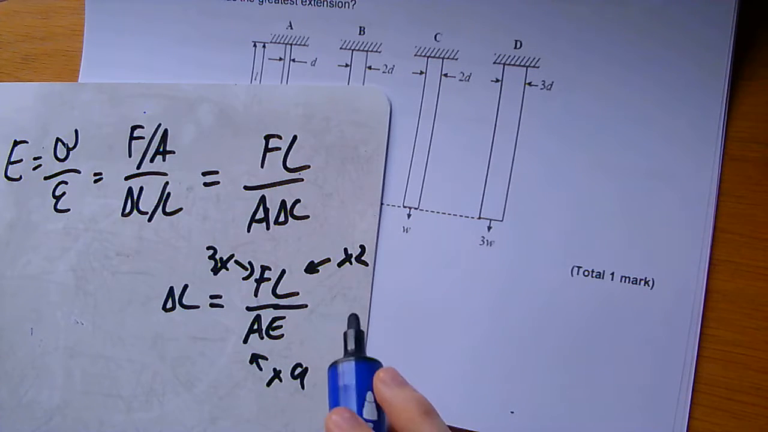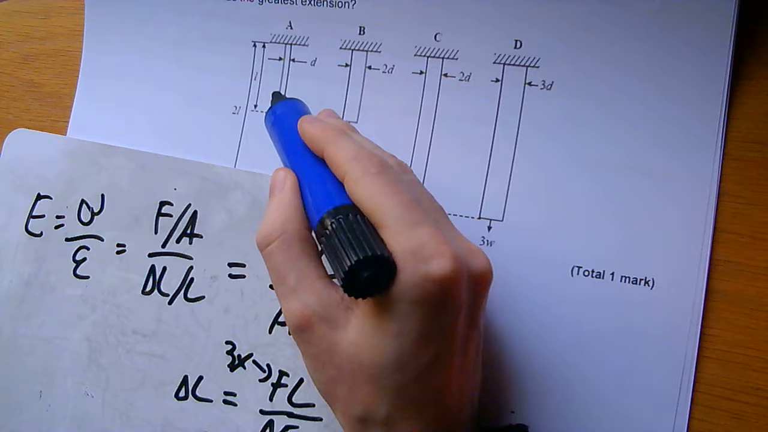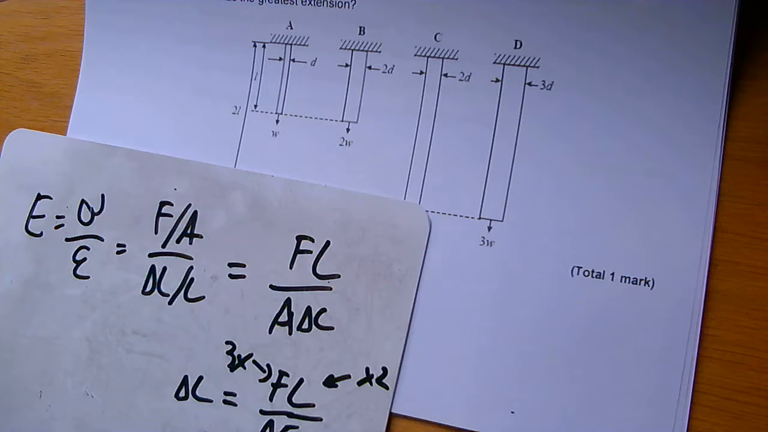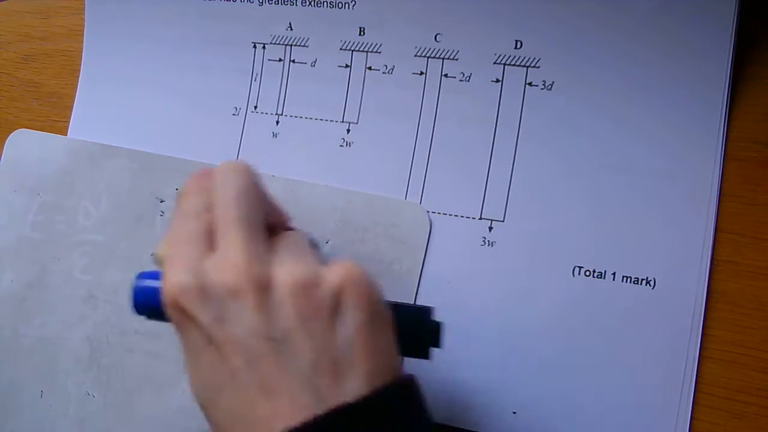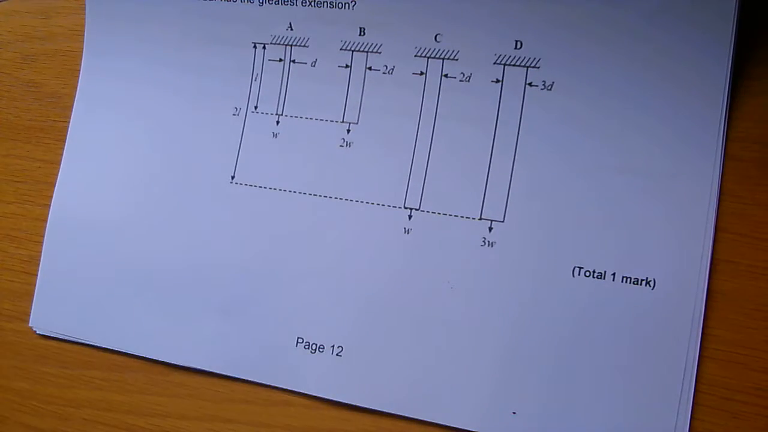It's still going to be smaller than this one. So the answer is actually going to be A for question 10. Bar A is going to stretch the furthest compared to the others. Question number 11. Let's go with that.